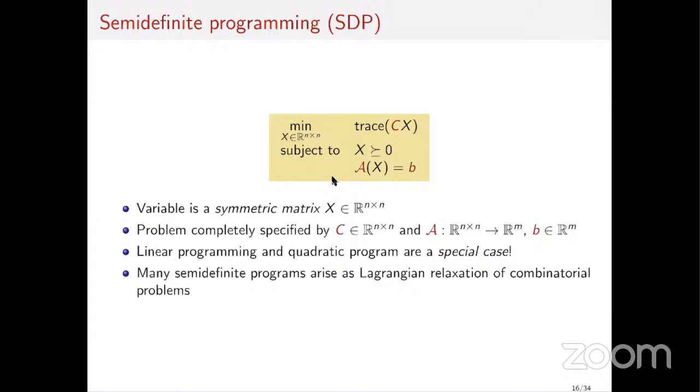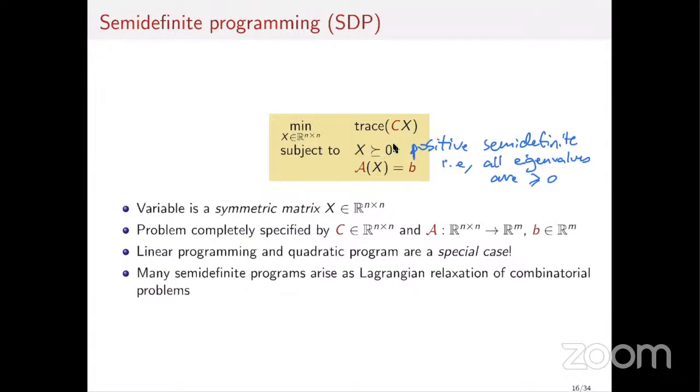In a semi-definite program, the optimization variable is a matrix, not a vector anymore. It's a matrix that's symmetric. The constraint that you put on this matrix is that it has to be positive semi-definite, that is, all eigenvalues are non-negative. Not the components. The eigenvalues of X have to be non-negative.